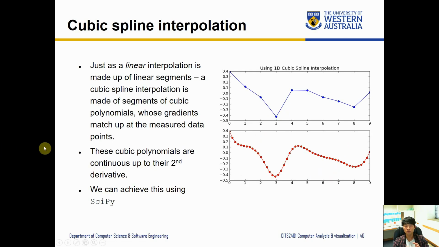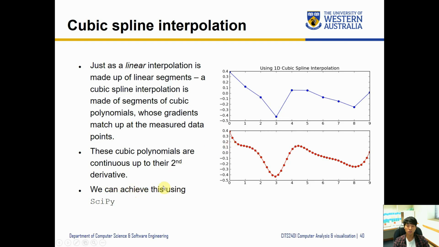In order to minimize this, we can use higher order interpolations, for example a cubic. A cubic spline interpolation is made up of segments of cubic polynomials. Between each pair of points, we use a cubic equation to model how that line is supposed to look, whose gradients match up at the measured data points. These cubic polynomials are continuous up to their second derivative. So it's going to be using 3 different points to find out what the curve may look like.